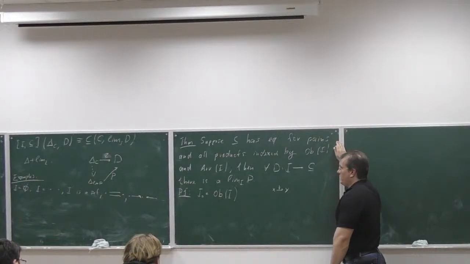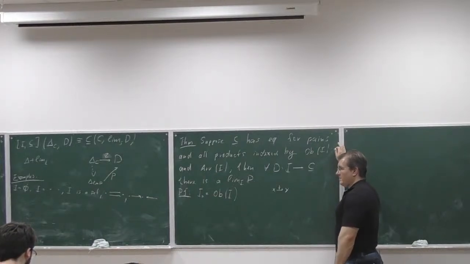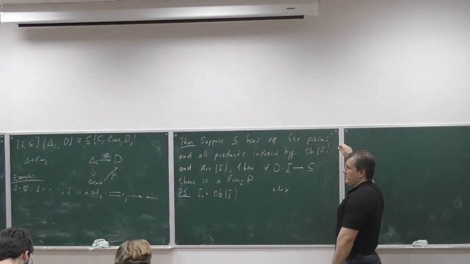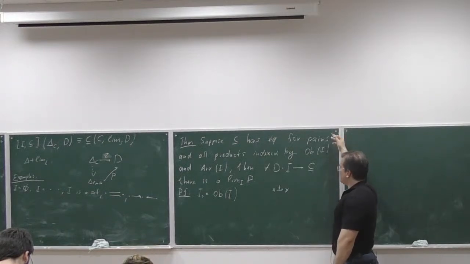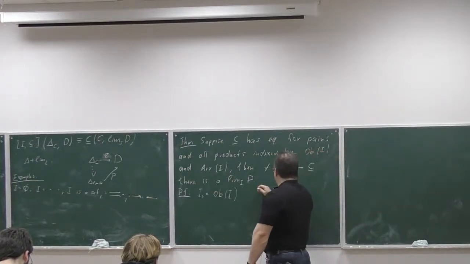Well, what's an equalizer? You have two maps between objects, and the equalizer is just an object with a map. For any f and g, I suppose that x and y I can compute by this arrow. X is the domain and y is the codomain, so it's kind of given. So for any f and g, there is an equalizer.